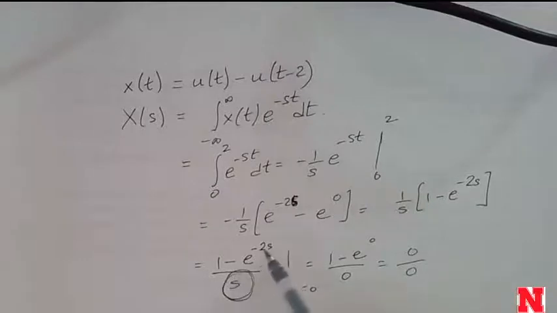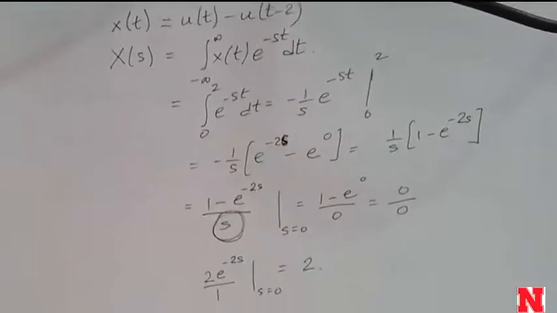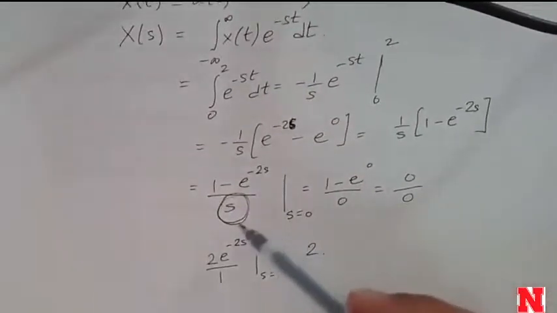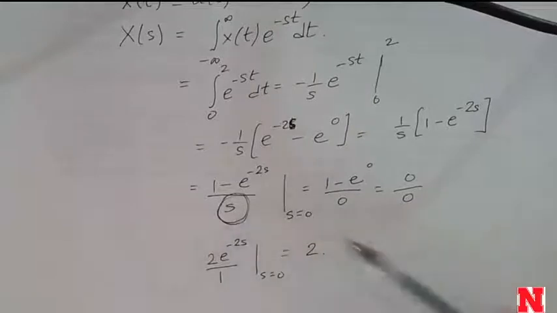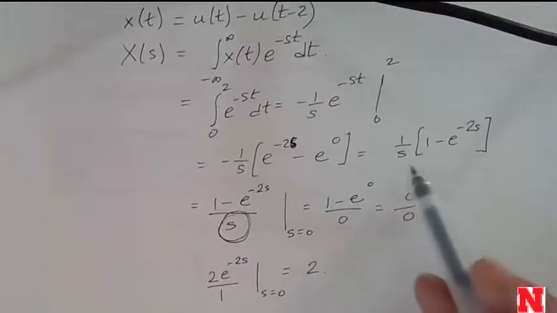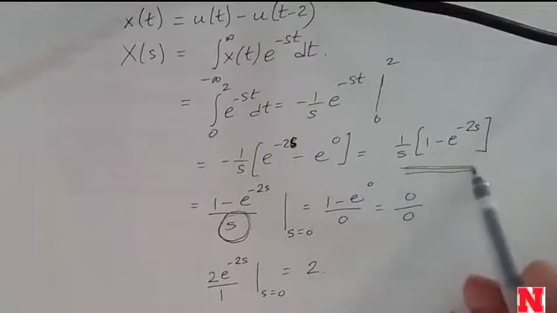I can use L'Hopital's rule, and if I take the derivative of the top, I get 2 e to the minus 2s, and at the denominator, I just get 1. Evaluate that at s equals 0, and that gives me 2. So that doesn't blow up, and therefore s equals 0 is not a pole. Okay, so this particular function has a region of convergence that is the entire S-plane.